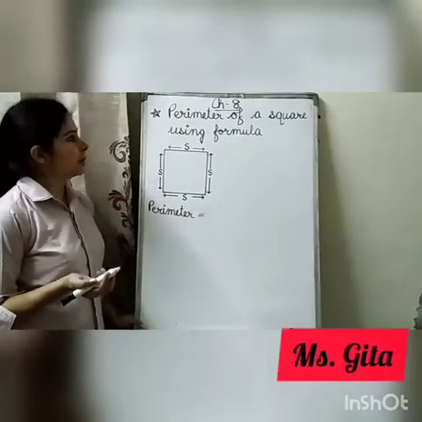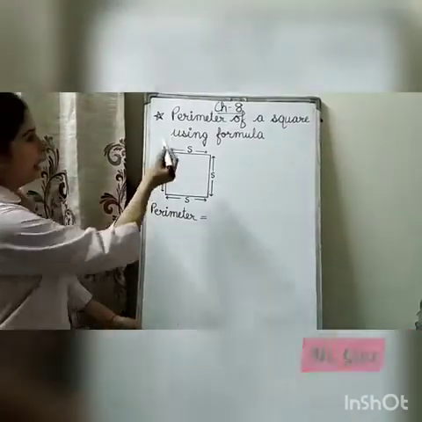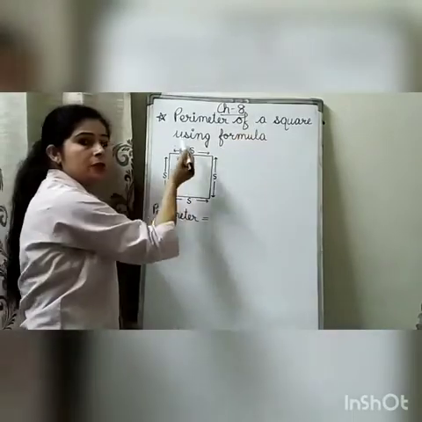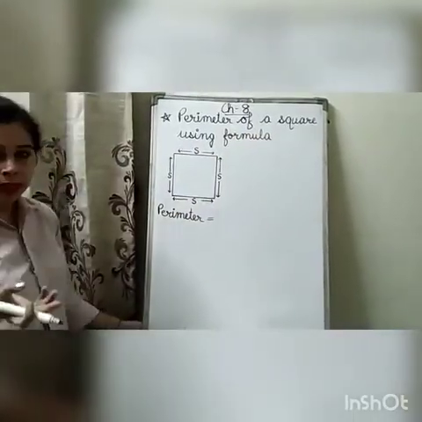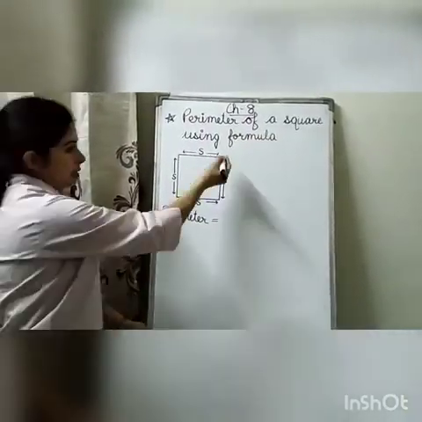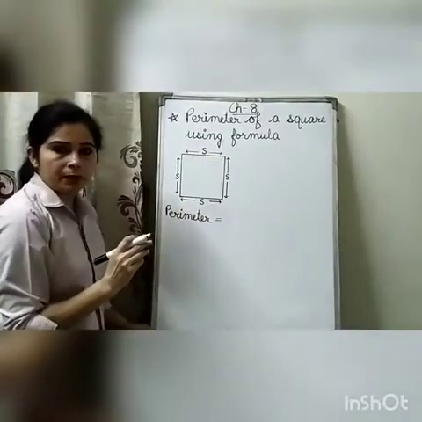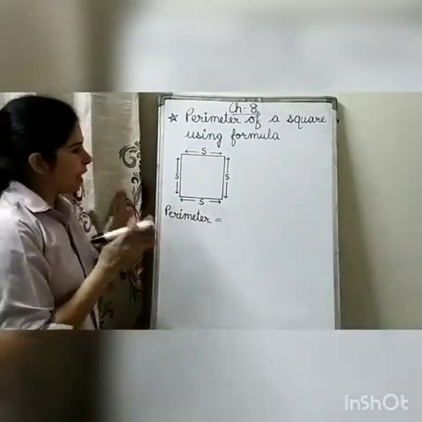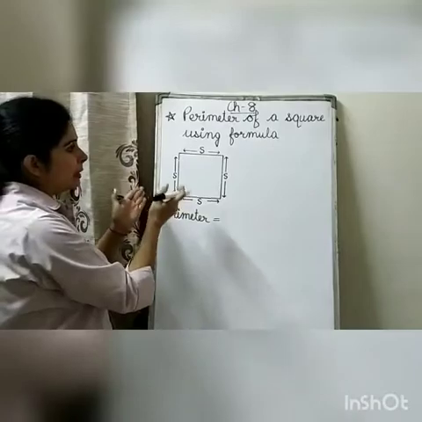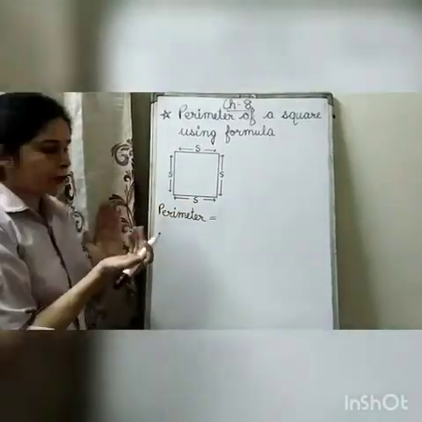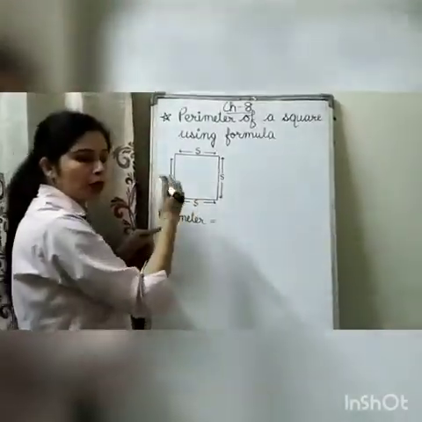Kids, in today's session, we will learn to find the perimeter of a square using a formula. Earlier, what we were doing. See, here is one simple figure. That is a square. If we have to find the perimeter of a figure, what do we do? We simply add all the sides.